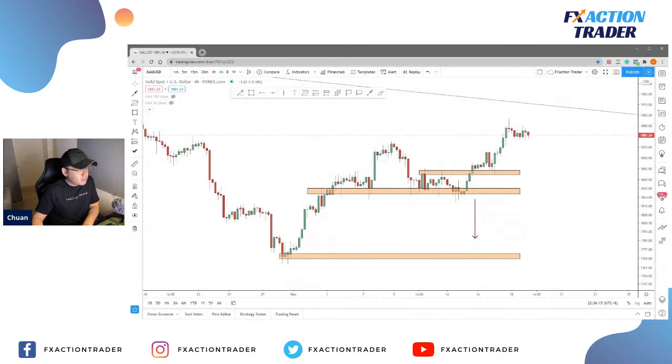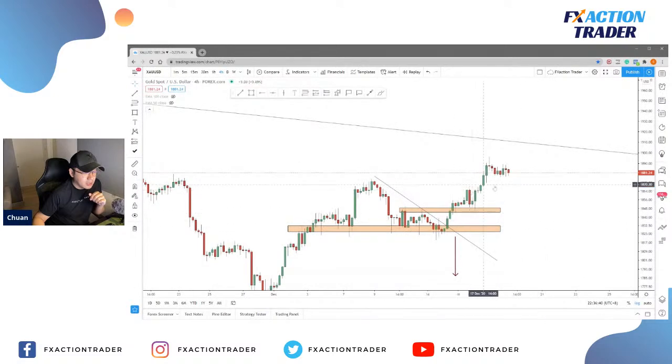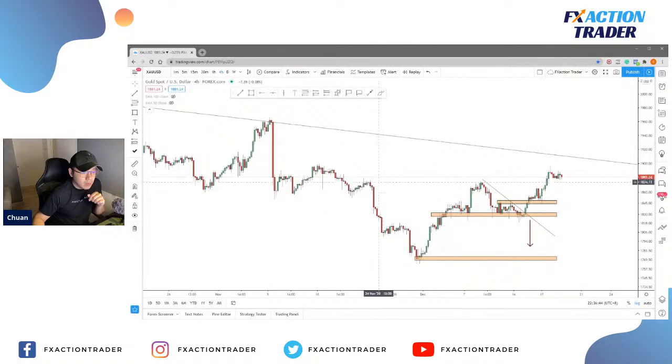And in fact, let me erase this so you can have a better picture. If we connect this, we can see that first, market fails to break below. Second, market breaks this level and also the trend line, indicating that the downtrend is no longer valid, and market just went up as the trend was trying to show us.